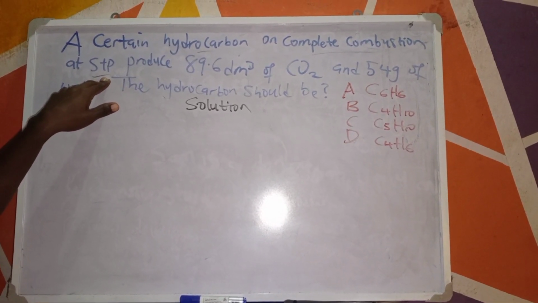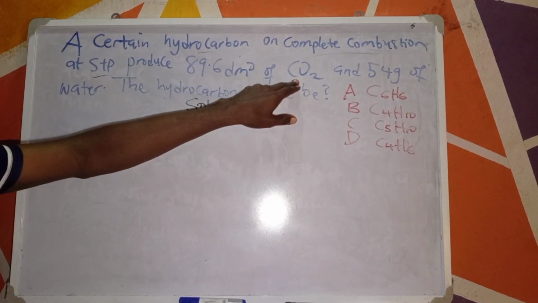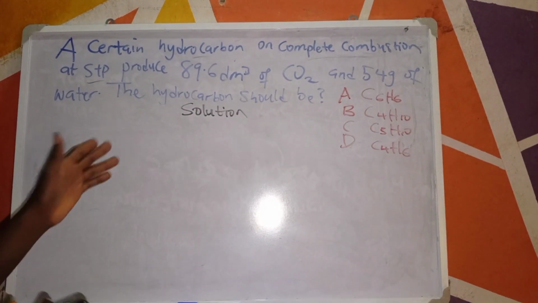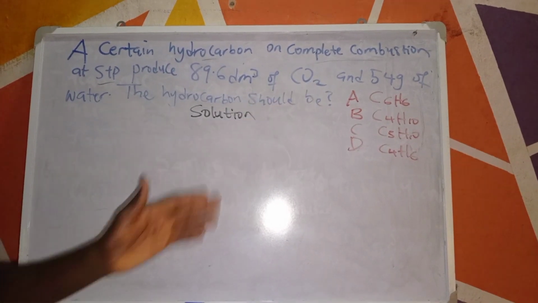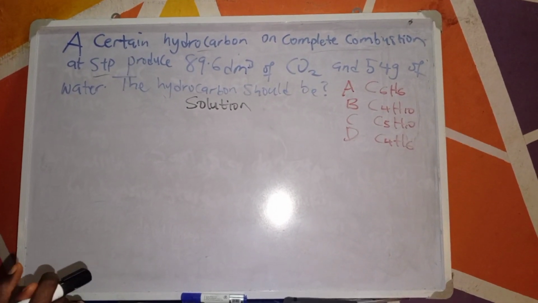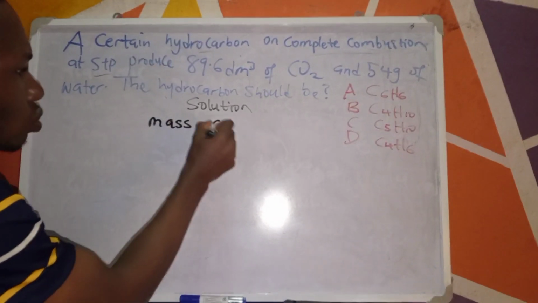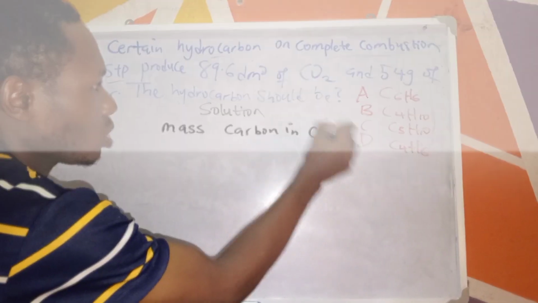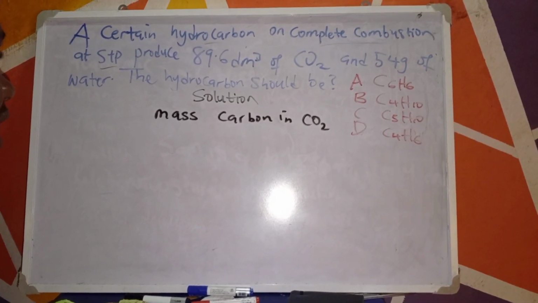Then the next point is at STP. This is important for us to be able to get the amount, in mass, of carbon dioxide that was released. At STP, this is the volume of the gas that was released. First of all, let's go about it this way. Let's try to get the mass of carbon in the CO2 that was released. And we will use what, like I said, I prefer to call mass fraction.